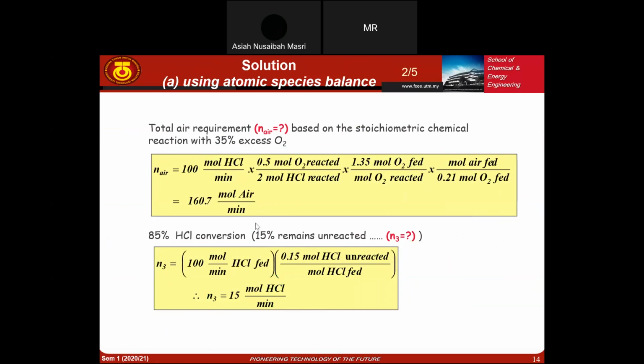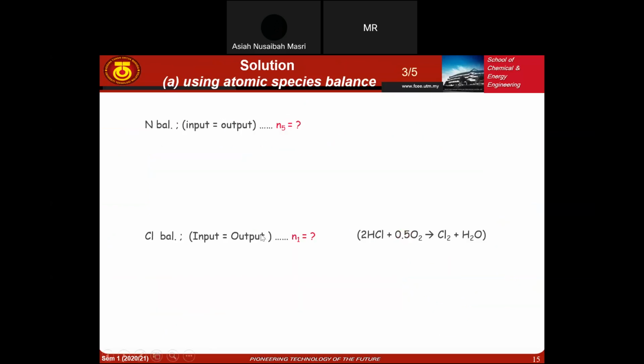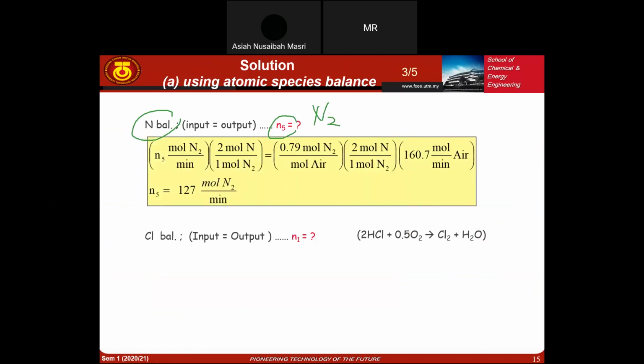Okay, let's solve the others. Let's solve using the N balance because we have several balances, right? We have 4 atoms: N, Cl, O, and H. So first we start with the N balance. Using the N balance, we can solve N5. N5 represents how much nitrogen in the output. So for the N balance, I have written here actually reversely. Here we have the inlet or input. This is our output actually.